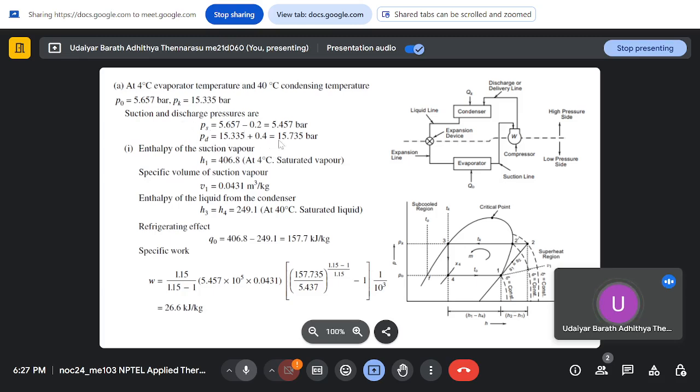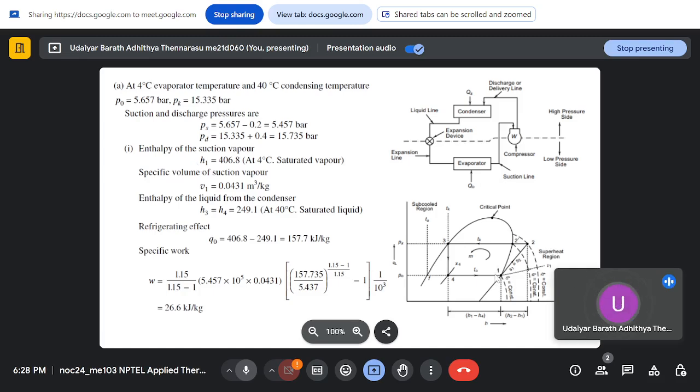So plus 0.5, it gives you 15.735 bar. So these are the pressures at which the compressor is operating. With this known, if you draw the cycle on a pH chart, 1 to 2 is your compression process, 2 to 3 is your condenser condensing, 3 to 4 is your isenthalpic expansion, and then 4 to 1 is your evaporator.